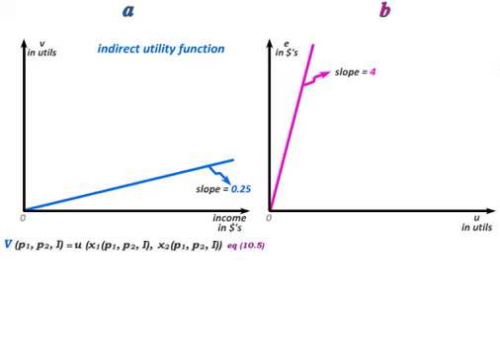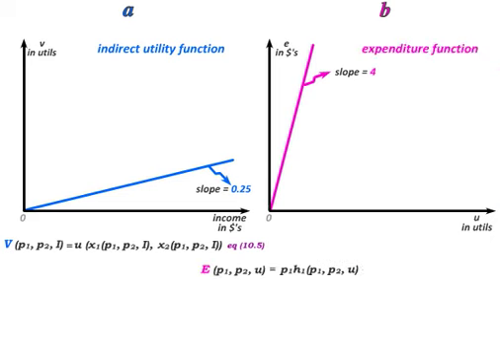It's no accident that the slope in panel B is the inverse of the slope in panel A. In panel A, this slope tells us for any additional dollar on the horizontal axis, how much additional utility we get on the vertical axis. So $1 buys 0.25 utils. In panel B, the slope tells us for any additional util on the horizontal axis, how much expenditure it takes to get that util on the vertical axis. If it takes $1 to buy a quarter util, it'll take $4 to buy 1 util, and 4 is therefore the slope in panel B.